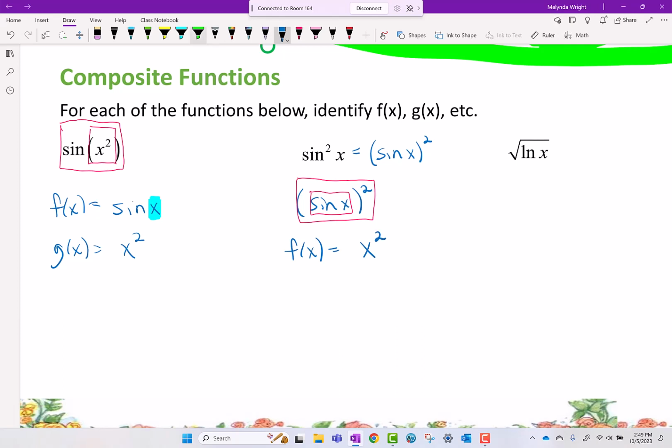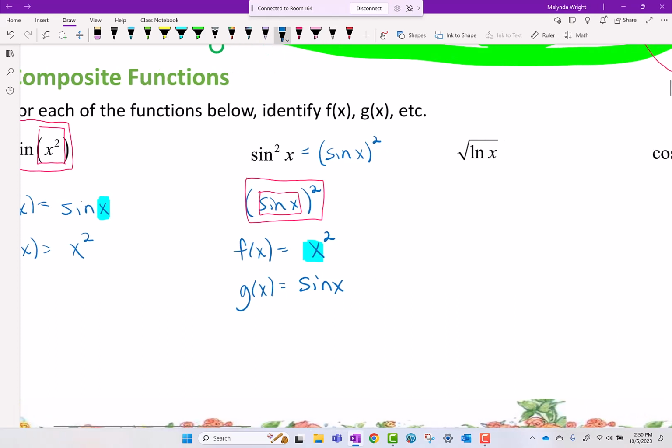And I totally recognize that it's not an x. There's something being squared. So think of this as just a something being squared business. Okay, so then g of x, which is the one inside, would be sine x. And there's our second one where we're just identifying which is the outside function and which is the inside function. Okay, are we okay? All right, let's do another one.